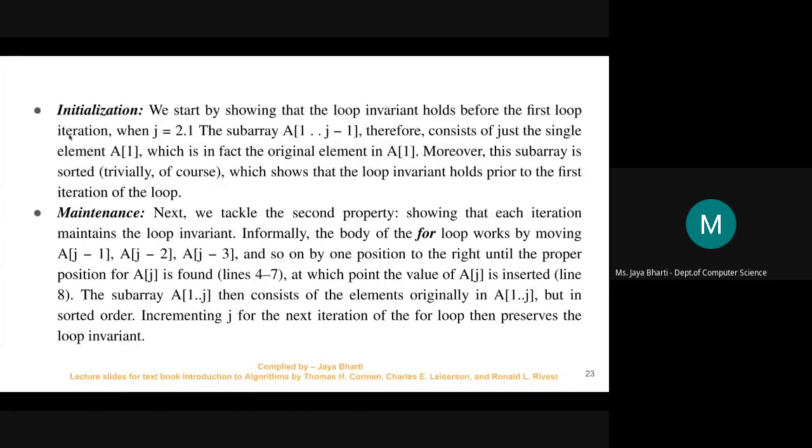Now we will start with the initialization. We start by showing that the loop invariant holds before the first loop iteration. What was the first loop? When j is equal to 2. So if j is equal to 2, our subarray will be A[1] when j is equal to 2. This one is printed by mistake; it is not 2.1.